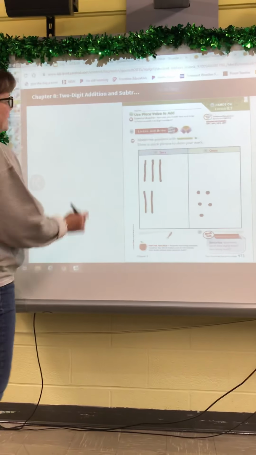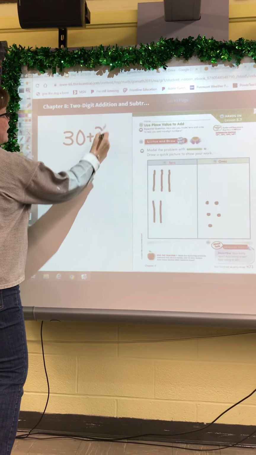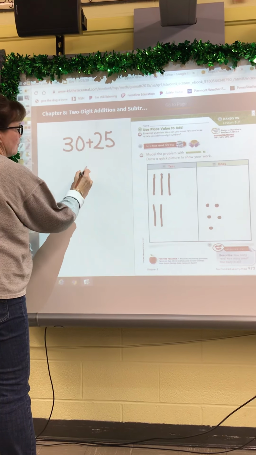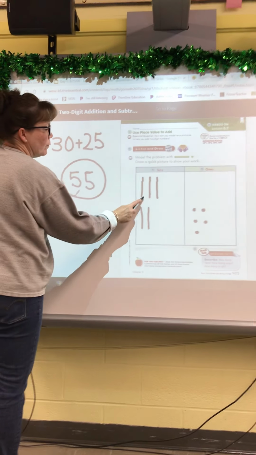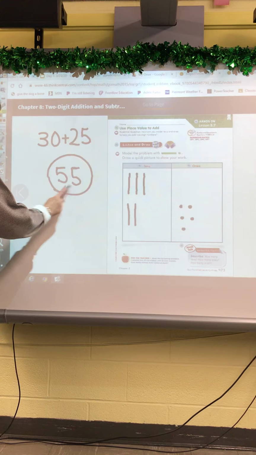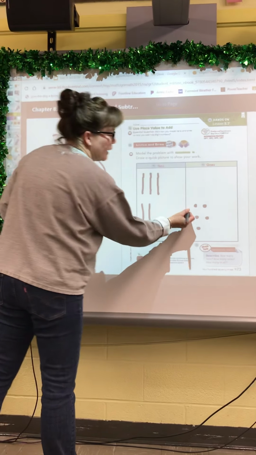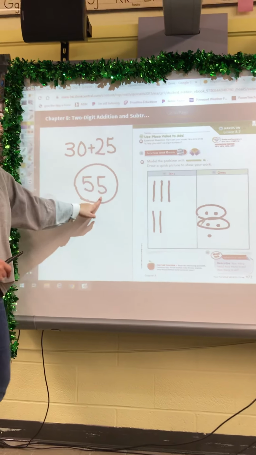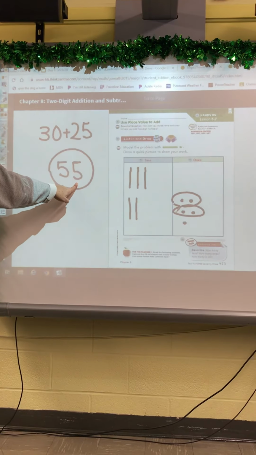So what I just did was I said 30 plus 25. And when I added that up, my total was 55. I have 1, 2, 3, 4, 5 in my tens place, 5 sticks of 10, and 5 ones. And when I circle this, I can show that 55 is an odd number. Okay? We're going to go on to our next page.